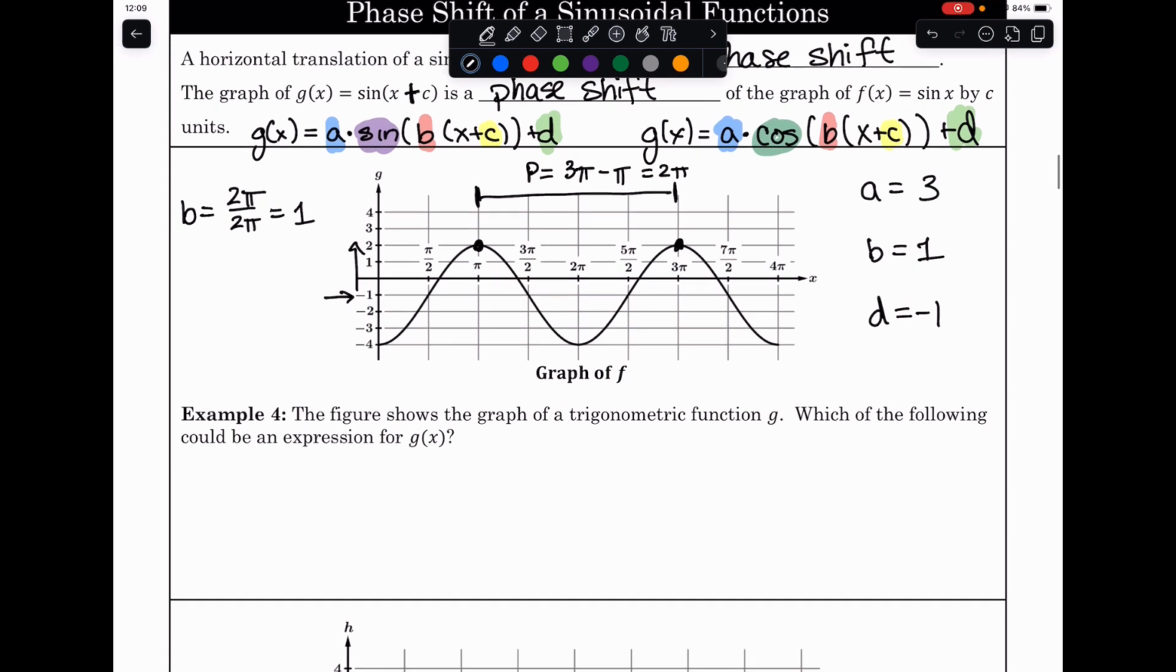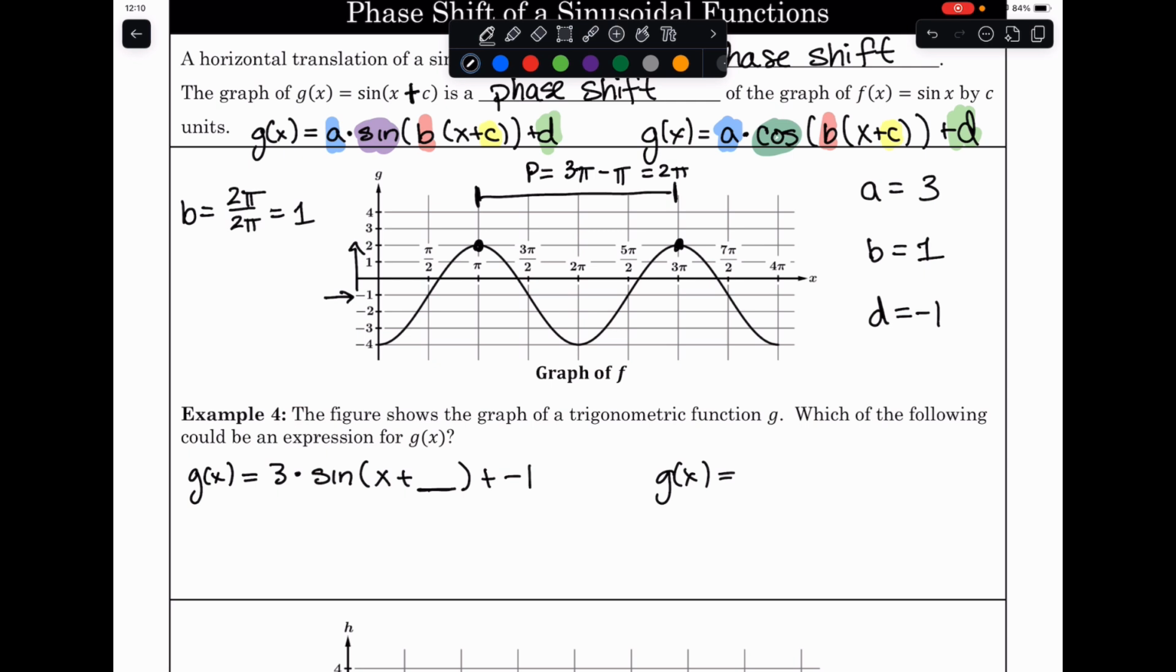Okay, so here is our function. g of x, there's two options. g of x, if it was a sine function, would be 3 times the sine of the value of b, which is 1. So we're not going to write that number right there. 1 times all of this is just going to make this look the same, so we don't have to write the value of 1. We could just write x plus some value of c, and our midline, which is -1. So that's one option if we're using sine.